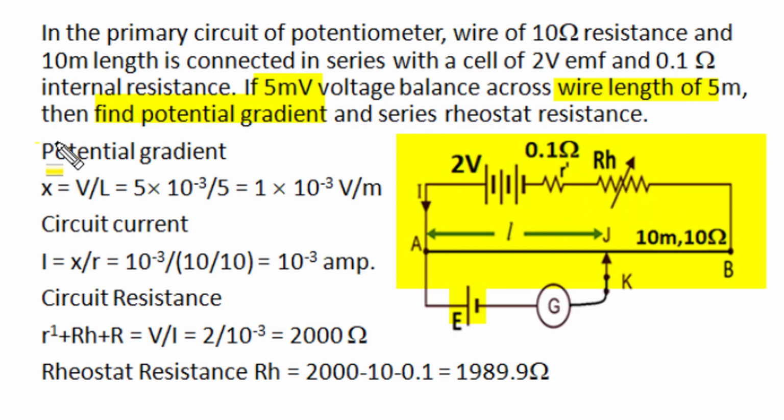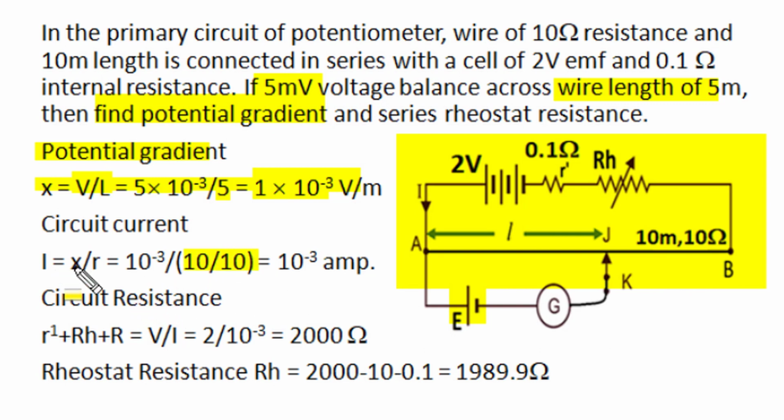So we know potential gradient is voltage across unit length, and 5 millivolt comes across 5 meter length. So voltage per unit length is 1 millivolt per meter, and that becomes our potential gradient. Now potential gradient is current multiplied by per unit length resistance, and resistance is 10 ohm in 10 meter. So per meter it is 1 ohm.